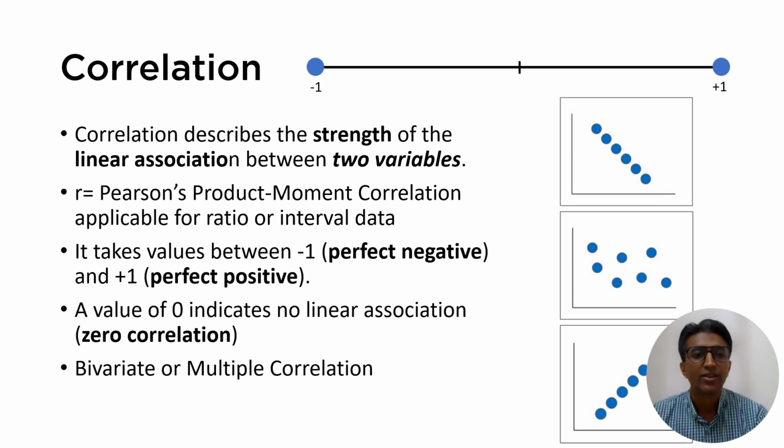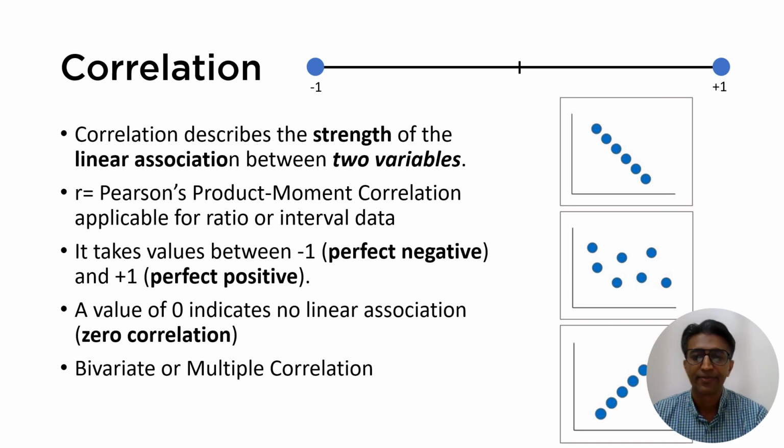So when your value of r is -1, it would be termed a perfectly negative correlation. If your r is +1, it would be a perfectly positive correlation. When your r value is 0, there would be no association between the two variables, which is technically termed zero correlation.